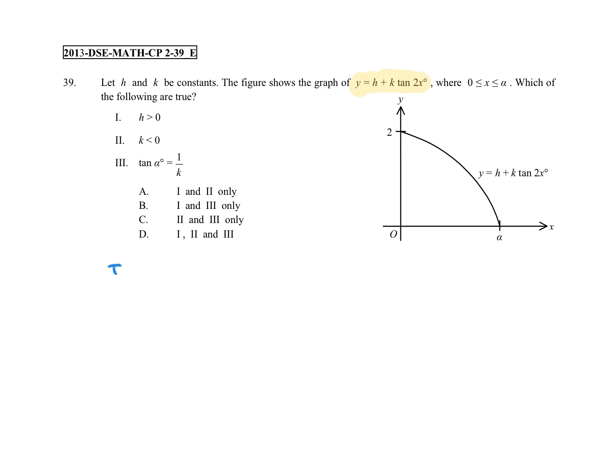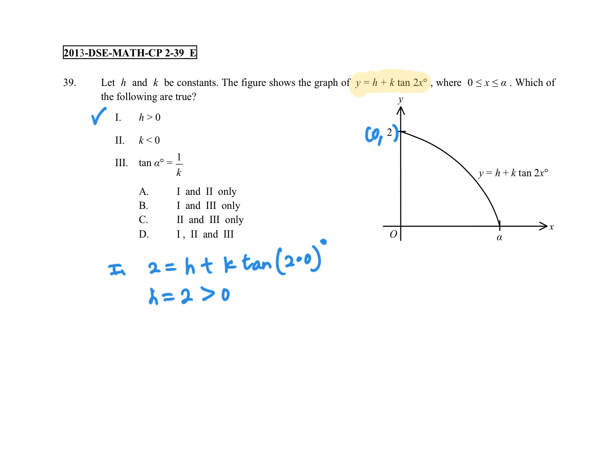Okay, so statement 1 is about h, and then we have the y-intercept here. That may be a piece of information that is clearer. So use the y-intercept, use the point. This point must be satisfying the curve equation. So tangent 0 is 0, so that's why h equals 2. And that will be bigger than 0, so that's why statement 1 is correct.